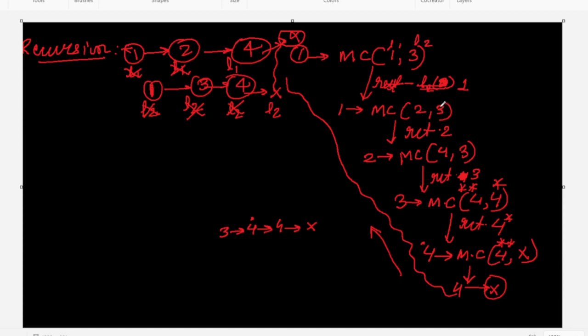Okay, if list 1 is less than list 3, list 2, then return list 1. If list 2 is less than list 1, then return list 2. Okay, this is list 2. Similarly, we are doing: if list 1 is less than list 2, then return list 1, else return list 2. So this is list 2, then list 2.